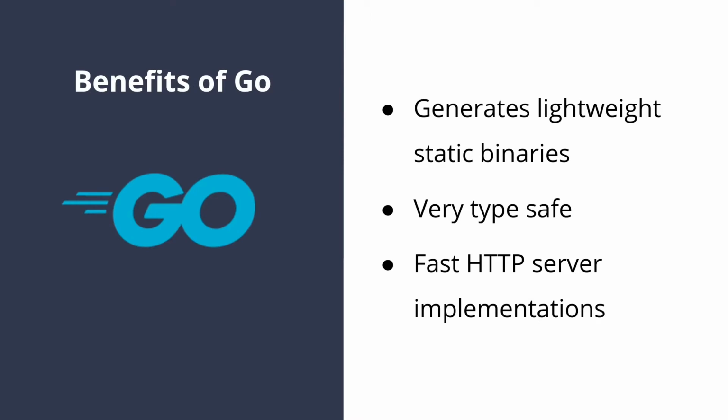Benefits of Go. So Go is going to generate very lightweight static binaries. It's all statically linked. It doesn't require a runtime because it's a compiled language. It's very type safe. If you haven't used Go before, it has this really cool interface implementation where interfaces are actually implicit instead of explicit. You can Google that, but I'll cover that later. And then the HTTP server on it is going to be very fast compared to something like Node.js.